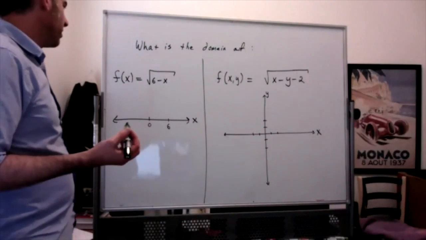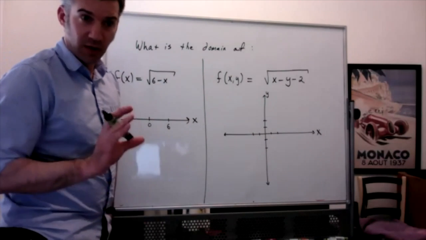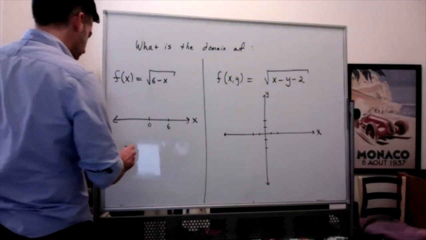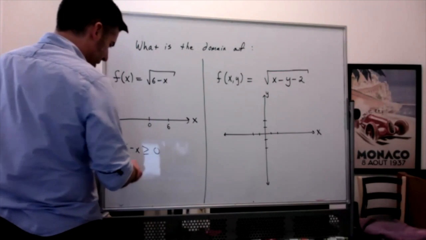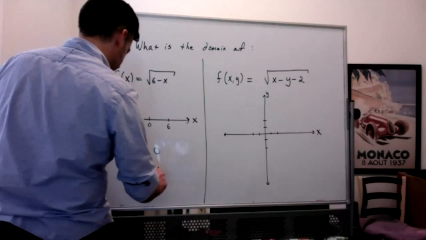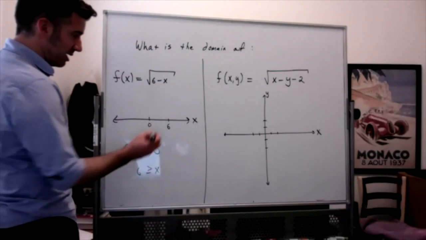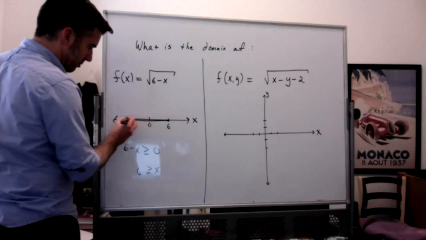Let's look at this first one. Here's my function, square root of 6 minus x. We're just doing another function of one variable example to make sure we've really got a handle on it. Here we're going to say 6 minus x is greater than or equal to 0. I'm just going to isolate x and say that x is less than or equal to 6. So my domain is everything less than or equal to 6. Here's 6, and here's everything less than or equal to it.